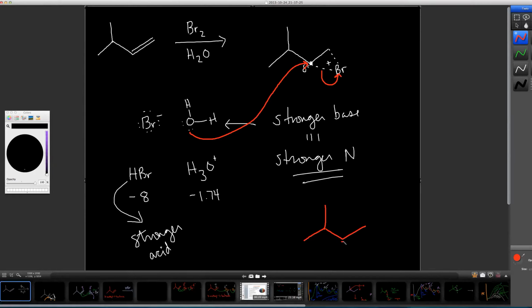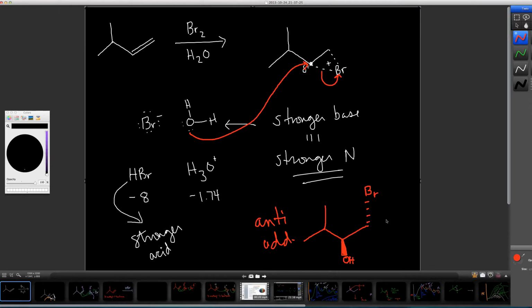And we get a molecule called a bromohydrin. The OH will be coming out of the plane of the screen, while the bromine goes into the plane of the screen. It's still anti-addition. So both of these reactions are amazingly similar. Mechanistically, they're identical until we get to the last step.